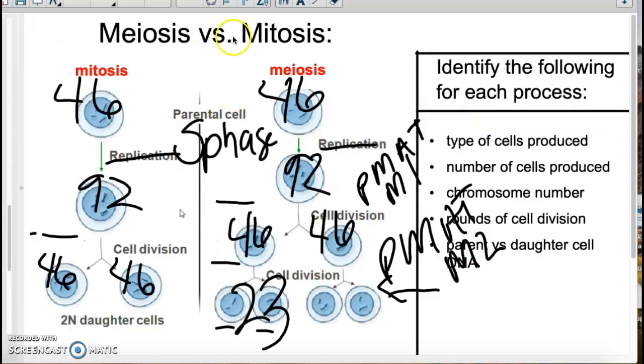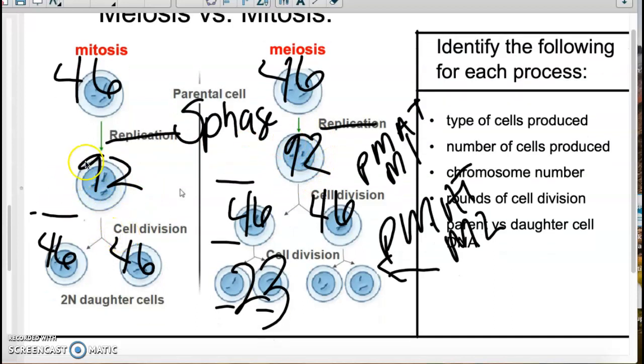So comparing meiosis to mitosis, both of them start with 46 in their cell. Both of them have replication that occurs, so now they have 92. But the difference is that in mitosis, you go through PMAT once, and you get 2 diploid cells identical to the one you started with. But in meiosis, you go through PMAT twice, and so you end up with 4 haploid cells, 23 in each cell instead.